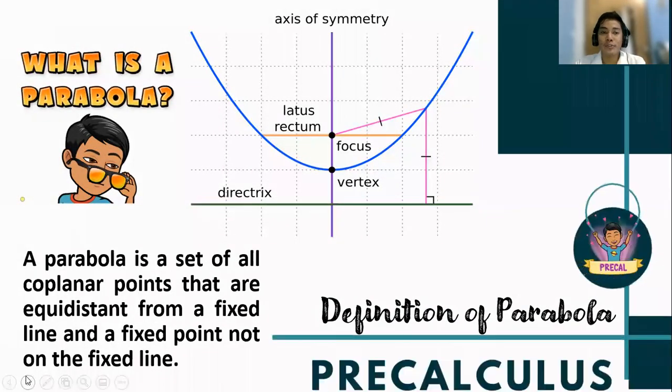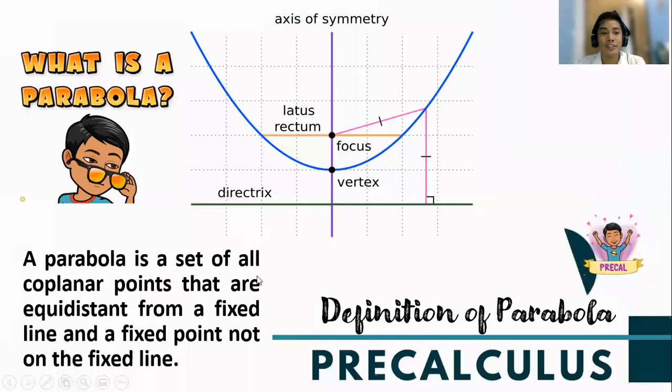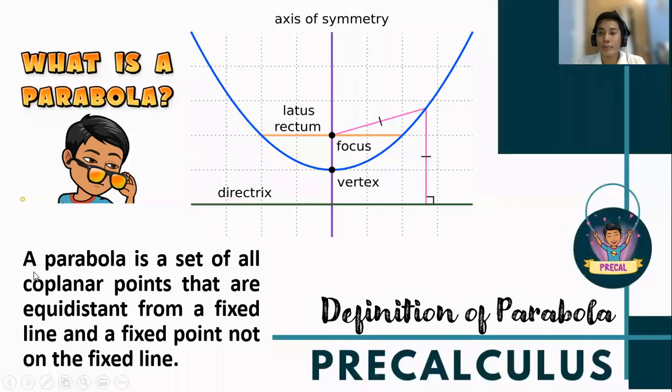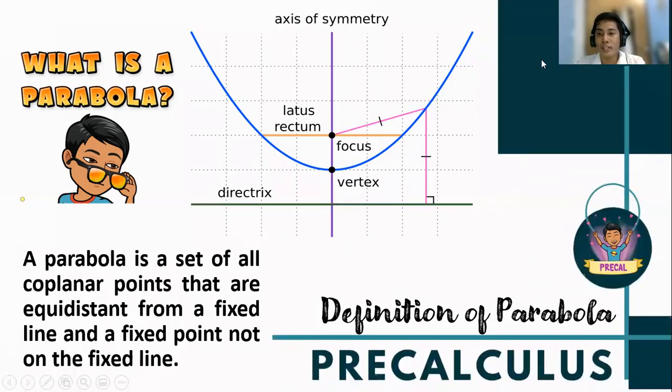Now, a two-dimensional parabola can be defined when it is plotted on the Cartesian plane. So, by definition, in analytic geometry, a parabola is a set of all coplanar points that are equidistant from a fixed line and a fixed point, but not on the fixed line.